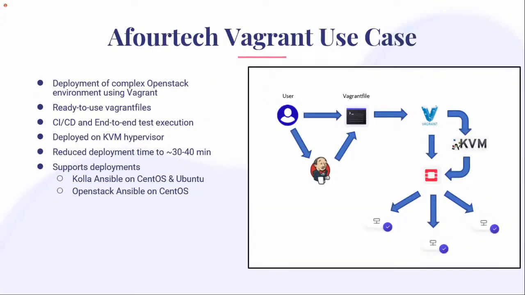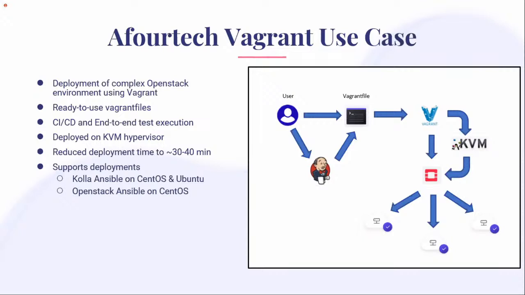Now let's look at the use case that we have for AFour. What we have used Vagrant for is the deployment of a very complex OpenStack environment. As you know, OpenStack itself is a complex environment. Now, how did we achieve that? We use ready-to-use Vagrantfiles, and these Vagrantfiles are even embedded in the complete CI/CD pipeline that we built to achieve end-to-end test execution.